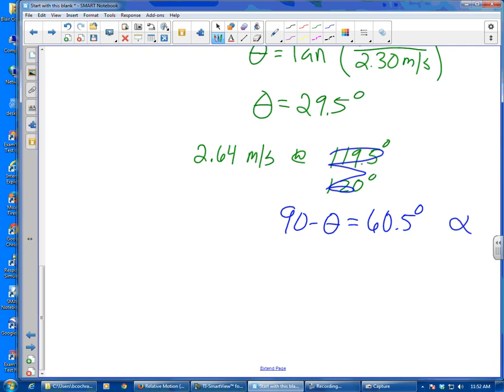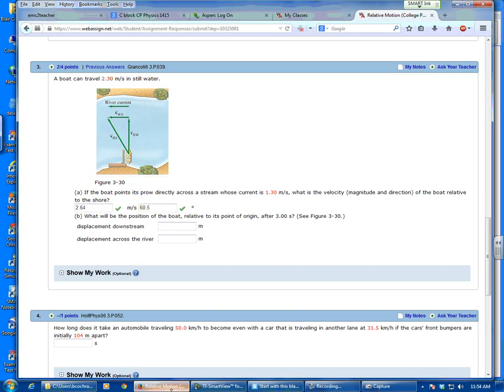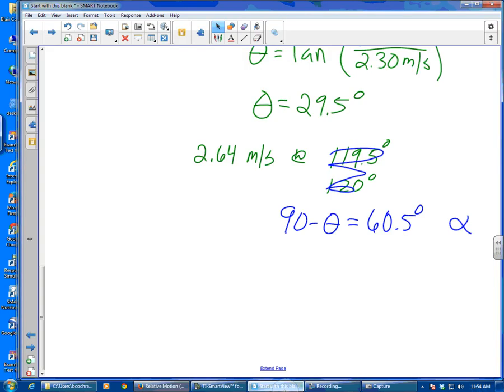All right, let me pause the recording so I can come over to you. All right, let's do the second part of this one. In the second part, it says, what will be the position of the boat relative to the point of origin after 3 seconds? So now here's the big question. Does the fact that the boat's moving downstream affect how the boat is moving across the river? No, they're completely independent of each other. That might have been something I put up in my why, once I realized it now, is that the two velocities are independent of each other.